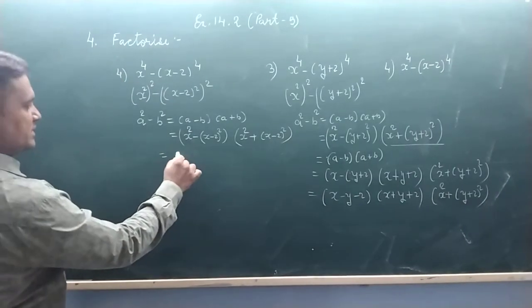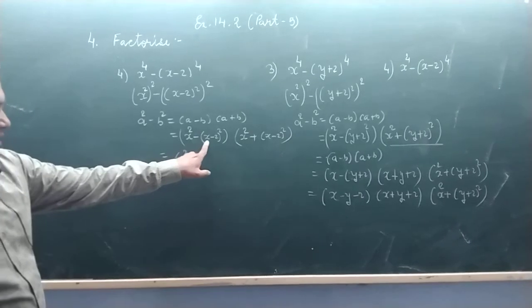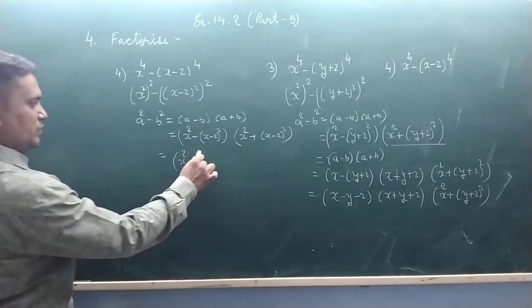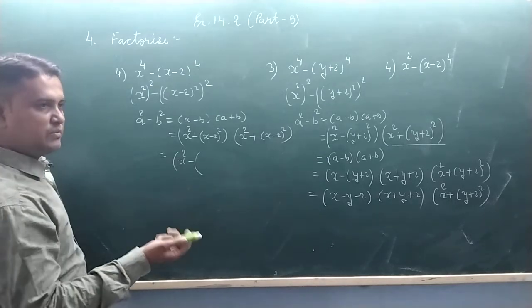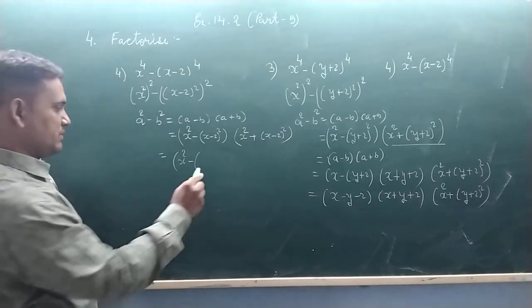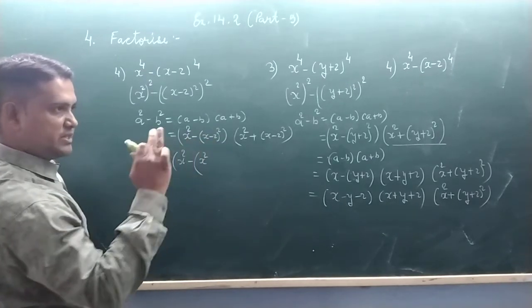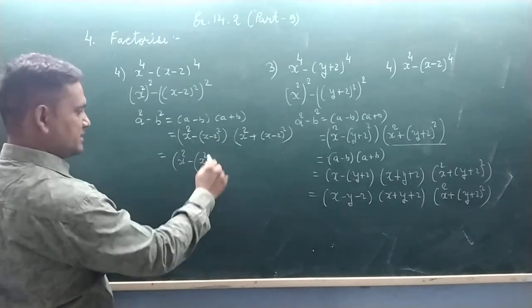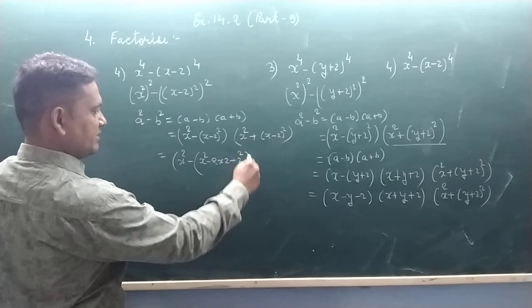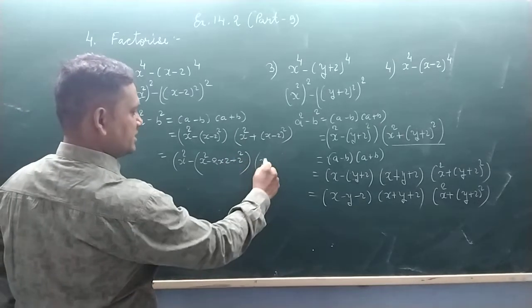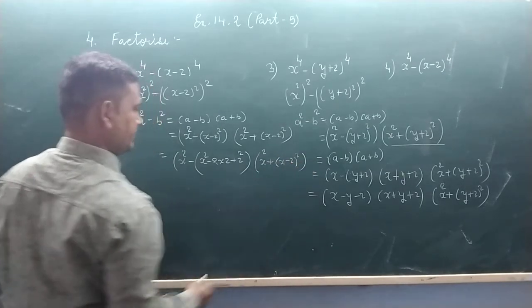Now here students you can see we will expand this part. Here x minus z whole square, so we will write as a minus b whole square. So a minus b whole square means a square minus 2ab plus b square. So x minus z whole square is x square minus 2xz plus z square. And the second part we will write as it is, x minus z whole square.